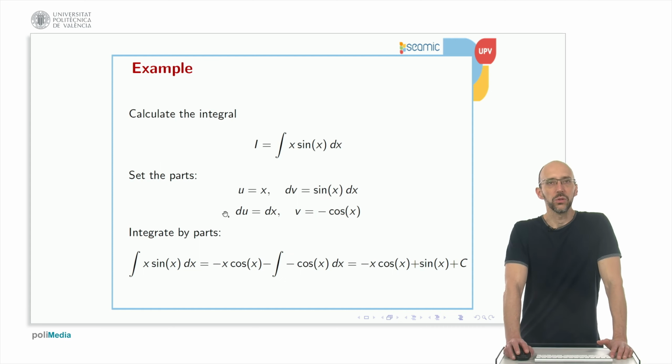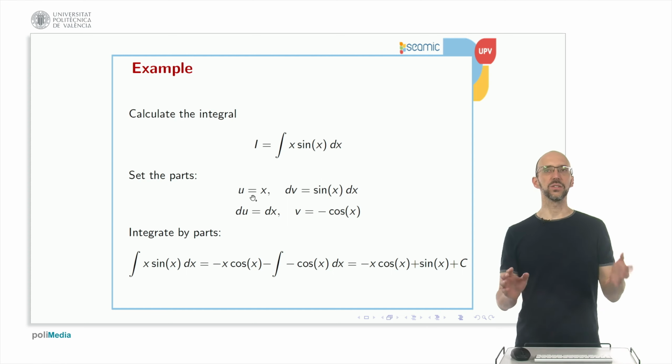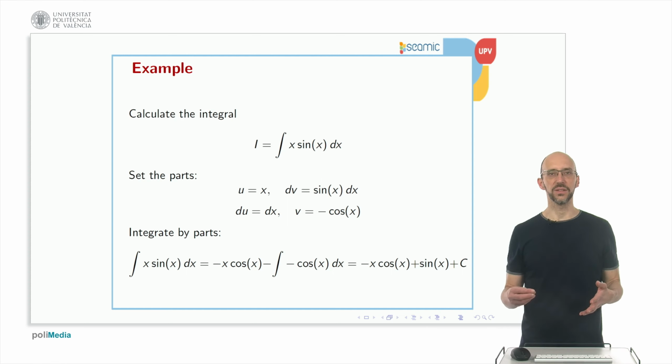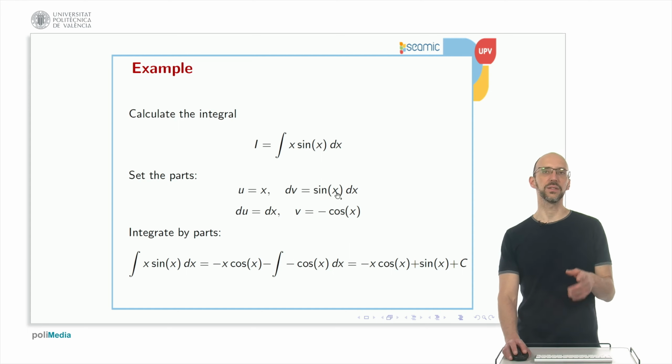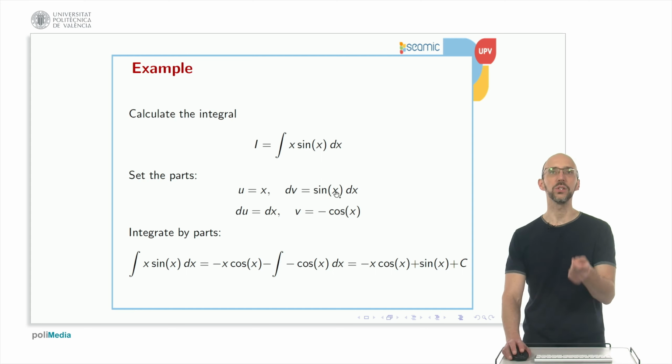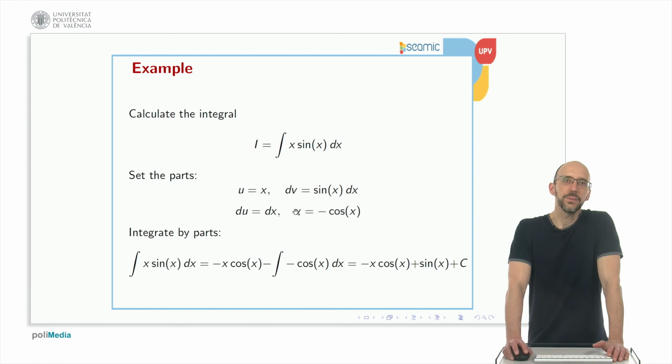Again, we are going to call u this function x, and dv is going to be sine of x. The function I decided that is u is going to be differentiated, so the derivative of x, differential of x. And the one that I call dv, sine of x, is the one I'm going to integrate. The integral of sine of x is negative cosine. And now I apply the formula. Remember, this is x times v, so x times minus cosine of x.